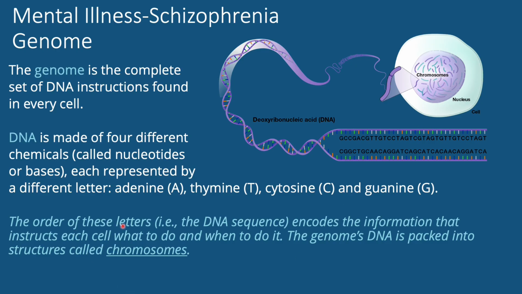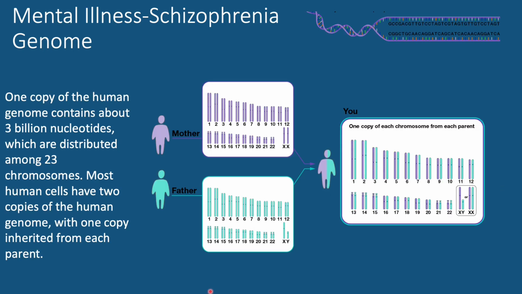Now, the order of the letters or DNA sequence encodes the information that instructs each cell not only what to do, but also when to do it. The genome's DNA, again, is packed into the chromosomes. Now, most human cells have 2 copies of the human genome. 1 copy is inherited from the mother, 1 copy from the father, as you can see here in the cartoon.